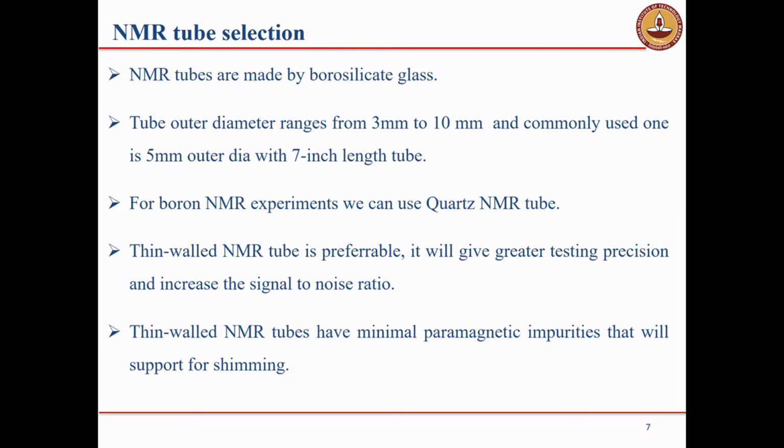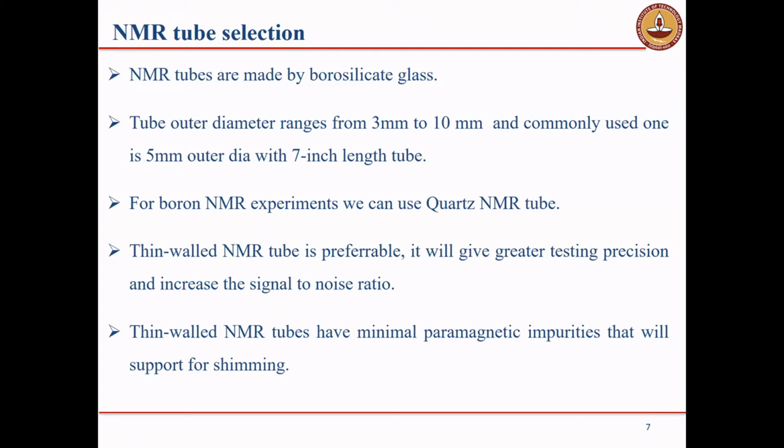This is the NMR tube. The outer diameter is 5 mm. Generally, most people use a 5 mm NMR tube. Various types of NMR tubes are available. This length is 7 inches with a 5 mm outer diameter.